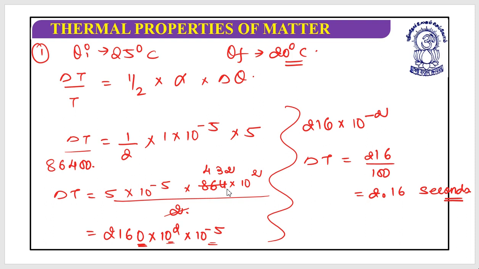So this is going to lose 2.16 seconds per day, because it has been shifted to a colder room. I hope this is clear. Yes, this is not going to lose, this is going to gain, because delta theta is less than 0. Look at this, 20 minus 25. I hope this is clear. So it is going to gain 2.16 seconds per day.